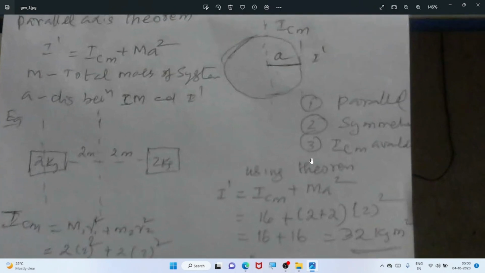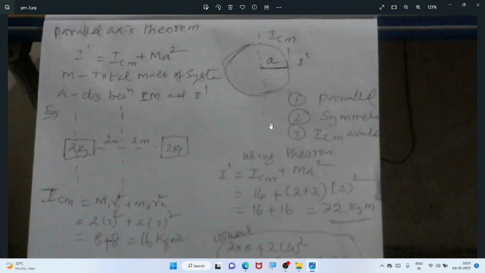And we should have the moment of inertia about the center of mass. This is the center of mass, so we should know the moment of inertia through the center of mass axis. These two axes should be parallel and this should be symmetrical. These are the conditions. When they are satisfied, we can use the parallel axis theorem.